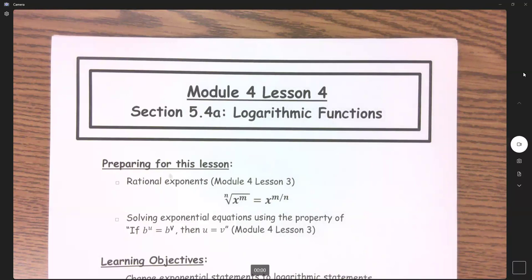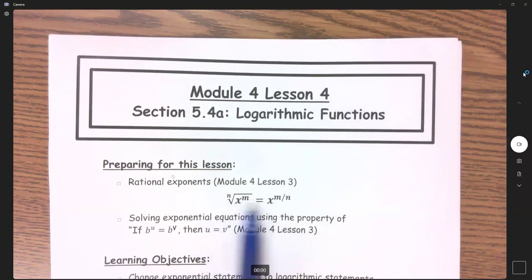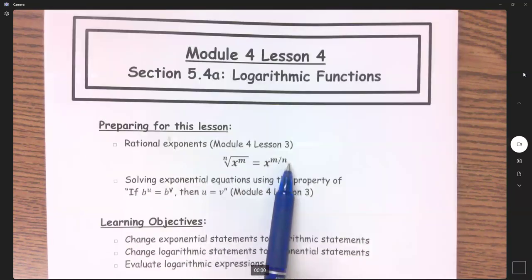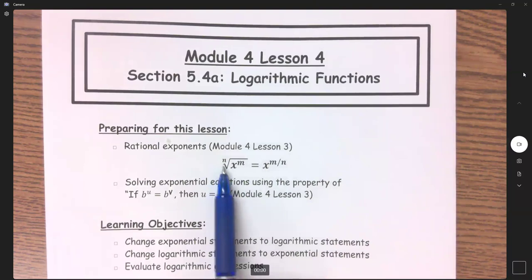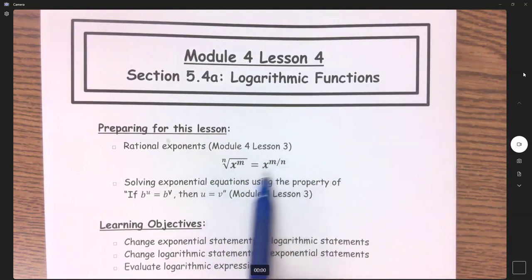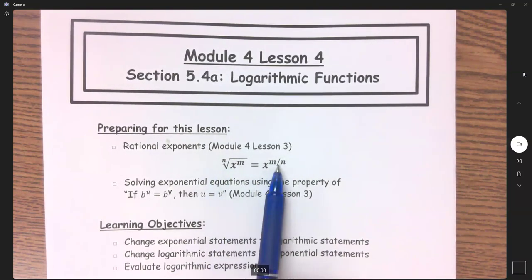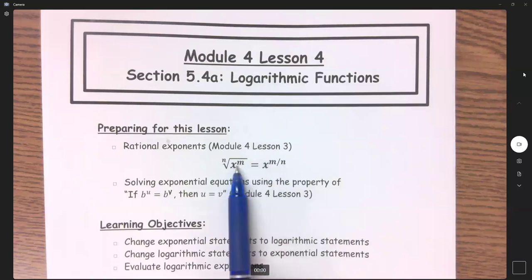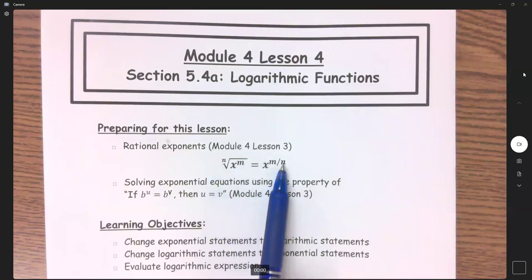We need rational exponents. And since we barely touched on it, I went ahead and put the property here. So we went from this way to this way. We really need it the other way. So if I have the nth root of x to the m, that m stays as the numerator, and then this n comes around and becomes the denominator.